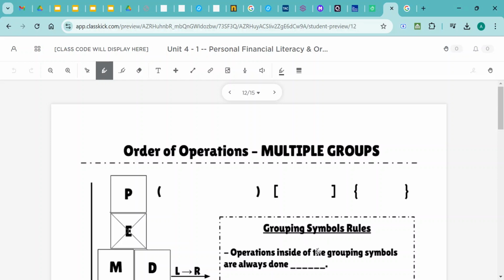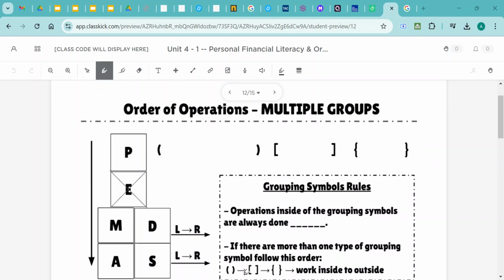All right, guys, here's our order of operations lesson. In this lesson, we're going to have multiple grouping symbols. So remember grouping symbols, we have parentheses, which look like this. We have brackets, which look like this. And we also have something called braces. So you can see any one of these.